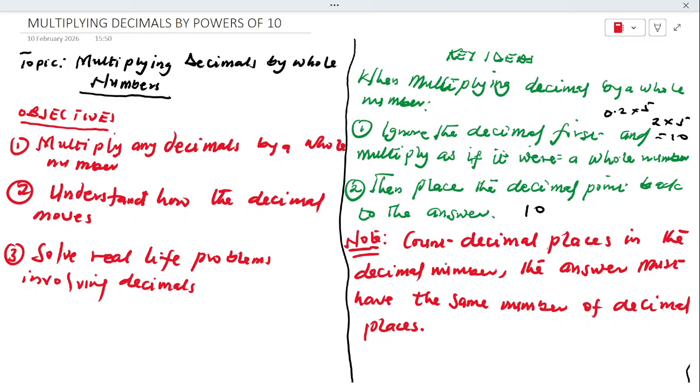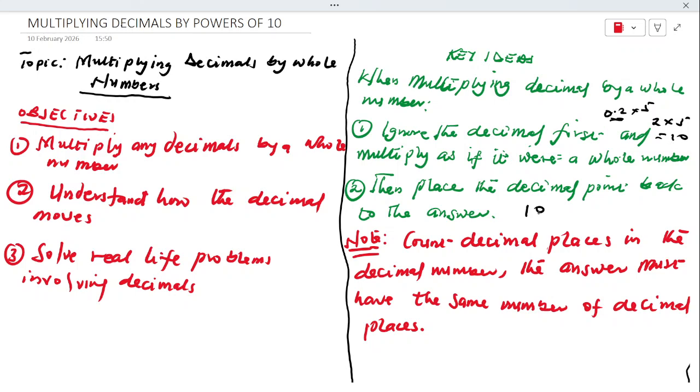You take note of this caution. Count the decimal places in the decimal number. The answer must have the same number of decimal places. So what it means is that the 0.2 has one decimal place, so the answer should also have one decimal place.